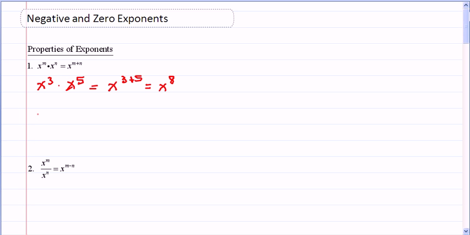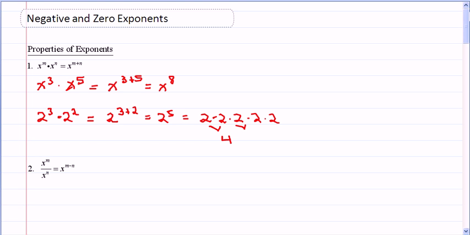The same would be true if you were multiplying 2 to the third times 2 squared. When you multiply, you don't change the base, you only add the powers, so it's 2 to the 3 plus 2, which is 2 to the fifth, and 2 to the fifth we can evaluate by multiplying 2 by itself 5 times, so that we have 4 times 4 times 2, and 16 times 2 is 32.